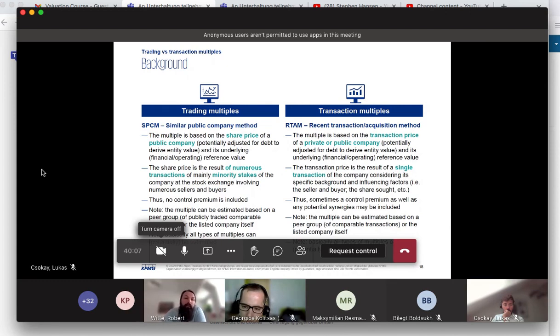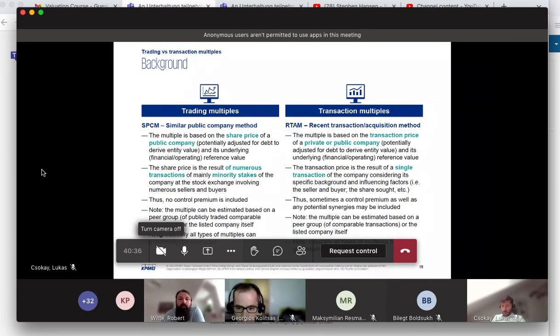And here you see the big difference, right? With the stock price, you have all those different shareholders, all of those thousands of transactions. With the transaction multiple, you would only have Elon Musk buying Twitter for a certain share price, right? Or for a certain deal value, right? And here you have only one buyer, only one seller. You have a very particular situation in which the transaction happens, right?